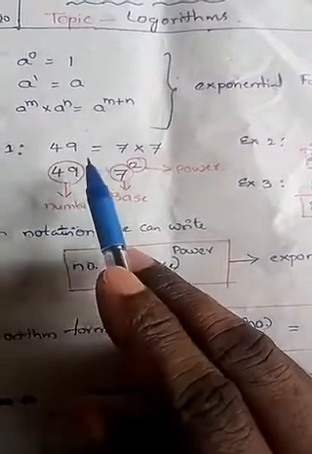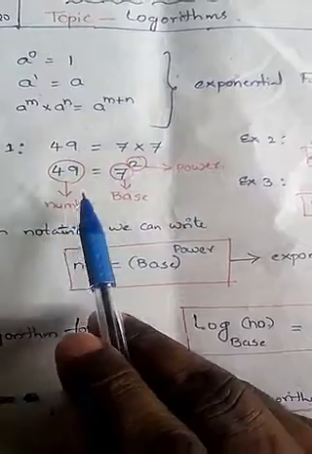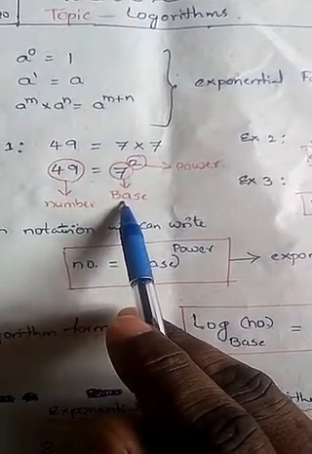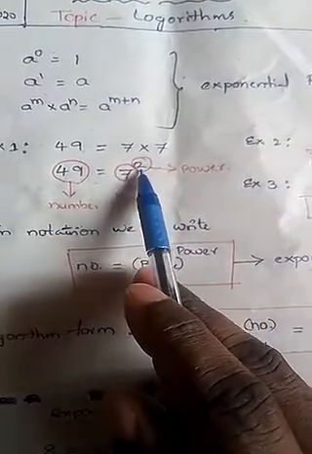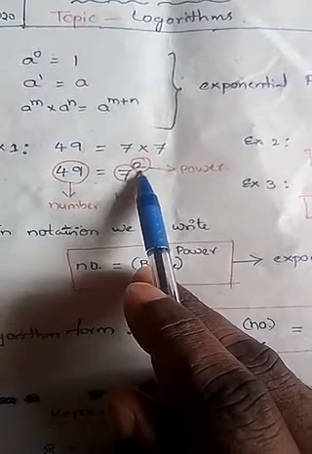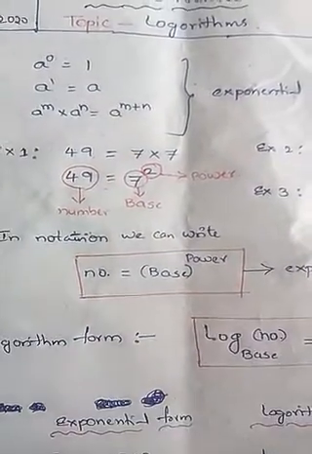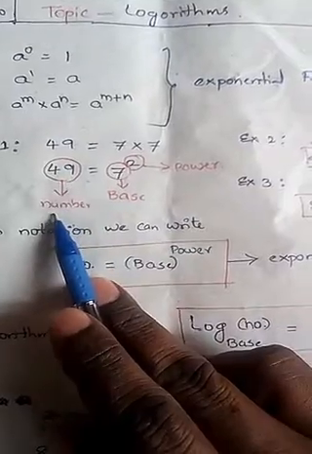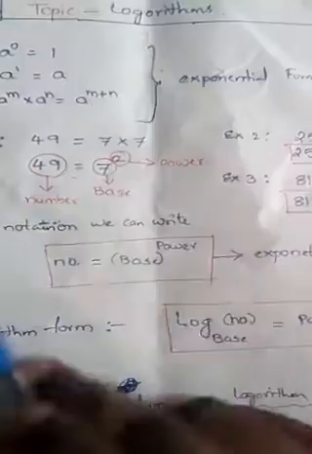So here 49 is a number, and here 7 we call base. Already we learned in lower classes 7 is called base, and the top of the 7, 2, is called a power. These basics you should recall. So here 49 is number, 7 is a base and 2 is called power.